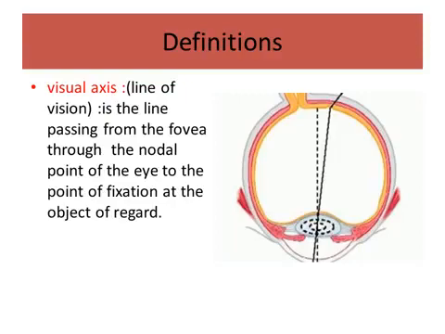Certain definitions we need to know. What is the visual axis? It is the line of vision passing from the fovea, which is the center of the macula, through the nodal point of the eye, which is just behind the posterior surface of the lens, toward the point of fixation at the object of regard.